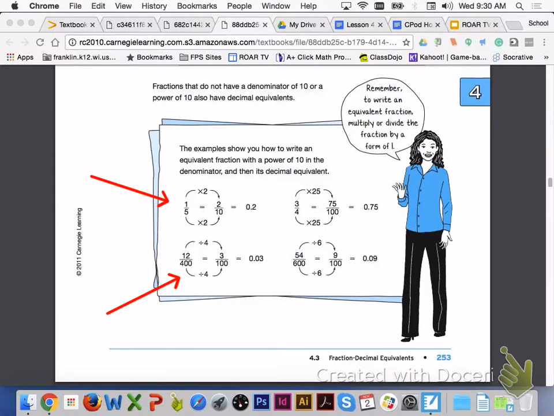and easily convert that fraction into decimal form. My third example, 3/4, if I multiply by the fraction form of 1, 25/25, I get 75/100, which I can then convert into decimal form. And finally, 54/600, divide by the fraction form of 1, 6/6, to get 9/100, and convert into decimal form. So think about that if you are dealing with fractions that do not have a denominator of 10 or a power of 10 in order to determine a decimal equivalent.